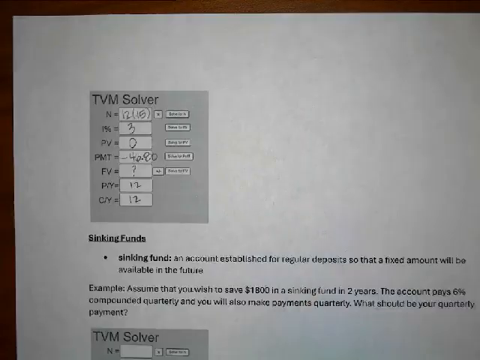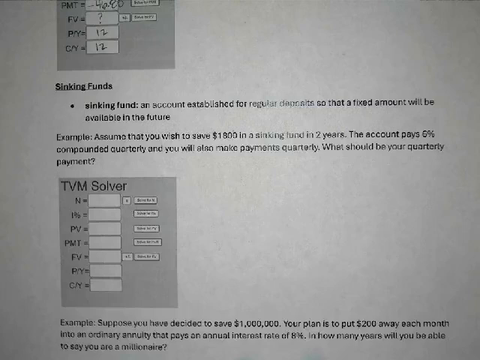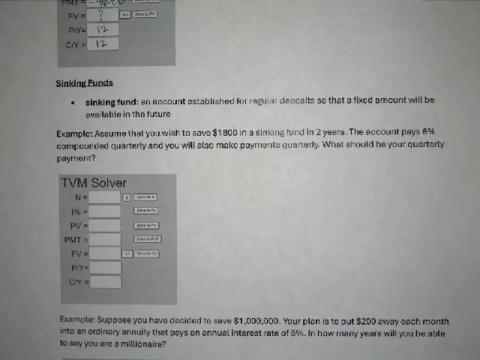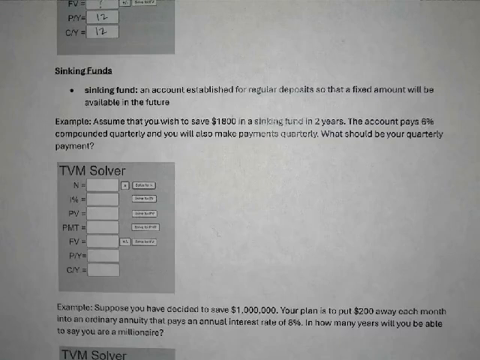All right, next we're going to look at sinking funds. A sinking fund is an account established for regular deposits, so again, payments, so that a fixed amount will be available in the future. So assume that you wish to save $1,800 in a sinking fund in 2 years. The account pays 6% compounded quarterly, and you will also make payments quarterly. What should be your quarterly payment?